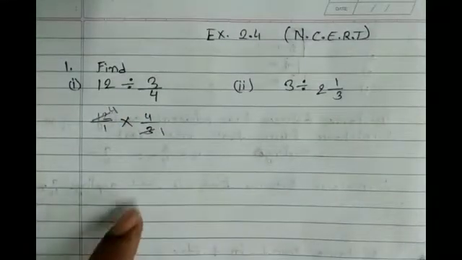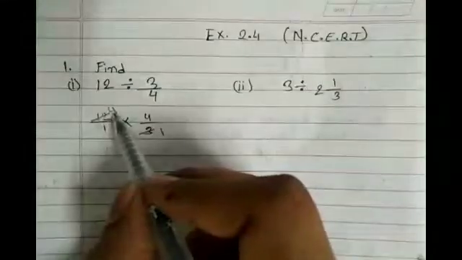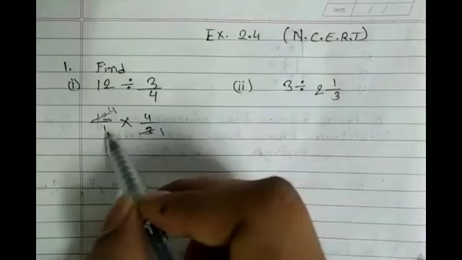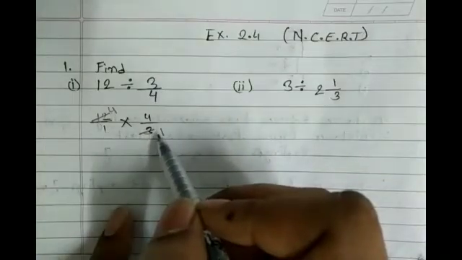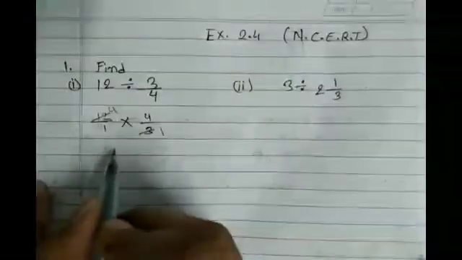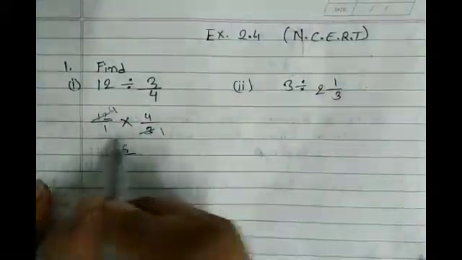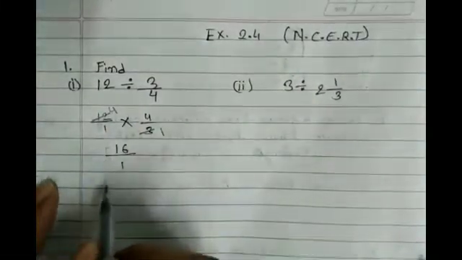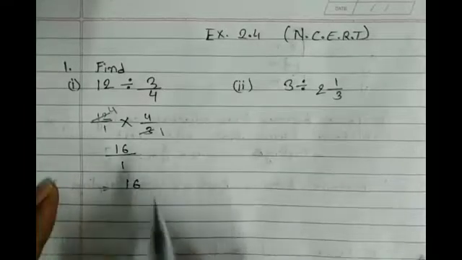Now numerator should be multiplied with the numerator, denominator should be multiplied with the denominator. 4 fours are 16, 1 ones are 1, is equal to 16.